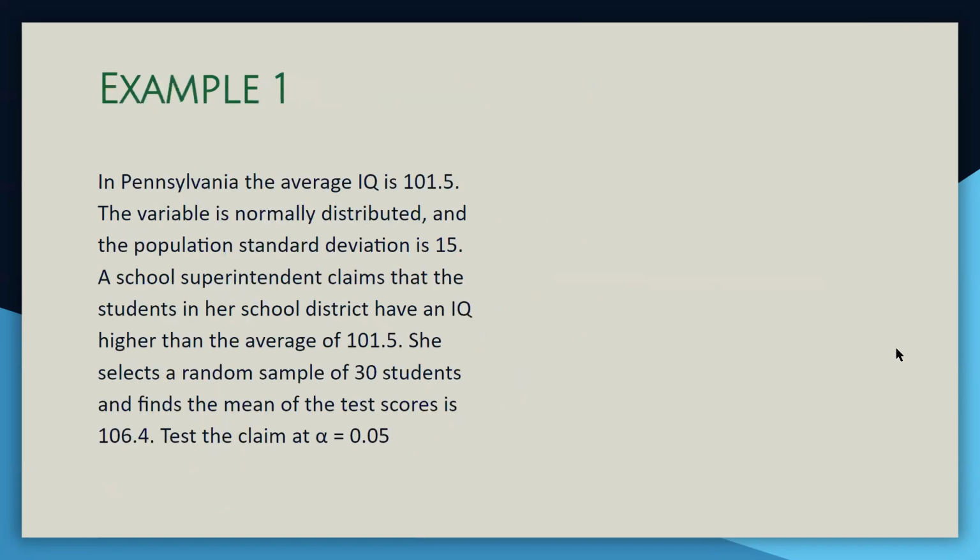So for example 1, in Pennsylvania, the average IQ is 101.5. The variable is normally distributed and the population standard deviation is 15. A school superintendent claims that the students in her school district have an IQ higher than the average of 101.5. She selects a random sample of 30 students and finds the mean of the test scores is 106.4. Test the claim at alpha equals 0.05.